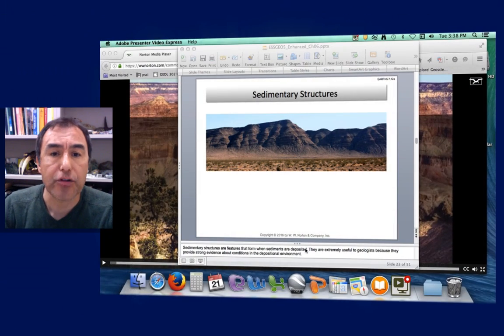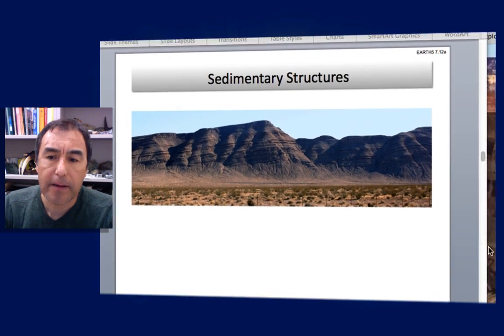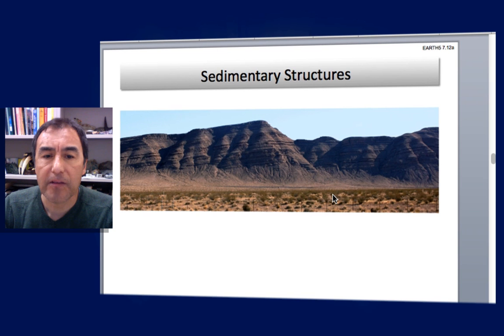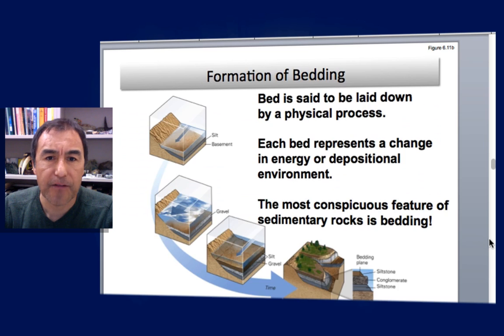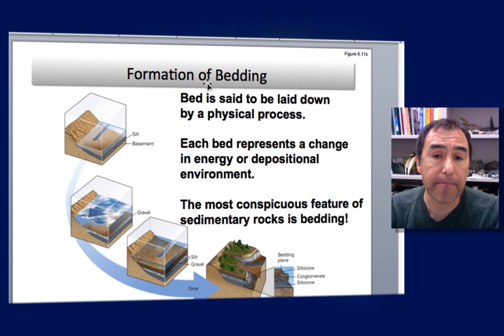Today I want to finish off with sedimentary rocks and talk about sedimentary structures and some depositional environments. One of the first and most conspicuous features of sedimentary rocks are layers, strata. They're these sedimentary beds, so one of the features we'll talk about is the formation of this bedding.